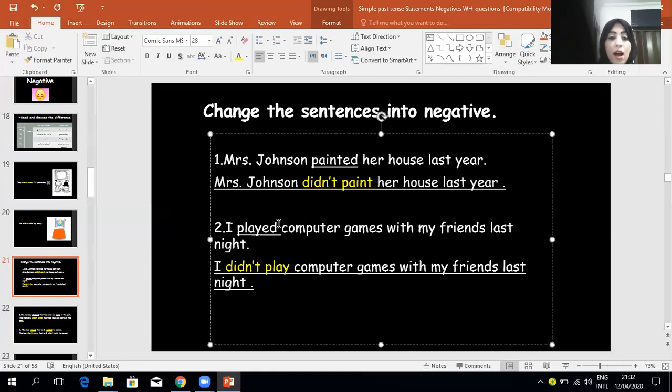Number 2, I played computer games with my friends. Look at played. It was statements, and I want from all of you to change it into negative. So I put here, the structure is subject, then did not, before the verb, then the verb. It's wrong to put I didn't played. You have to change the verb into base form, infinitive. So I did not play, I did not watch, I did not clean. Then the complement of the sentence.